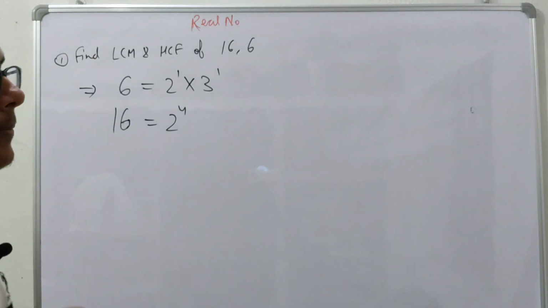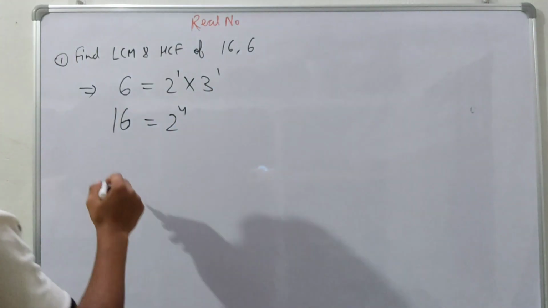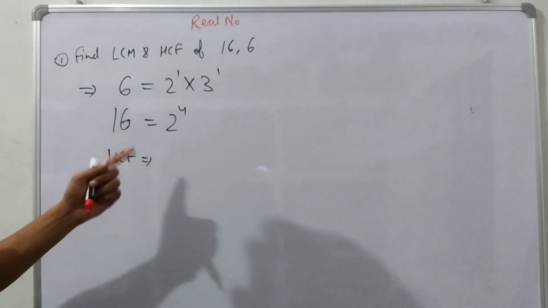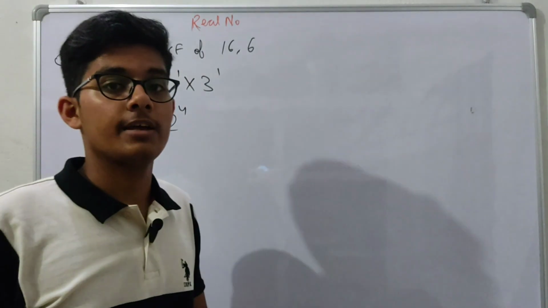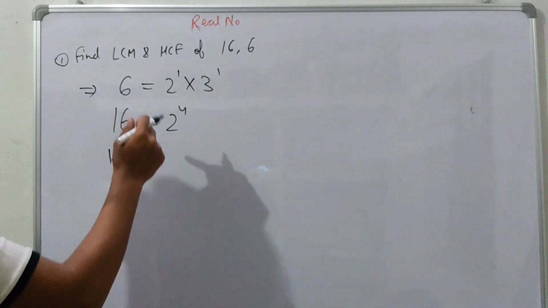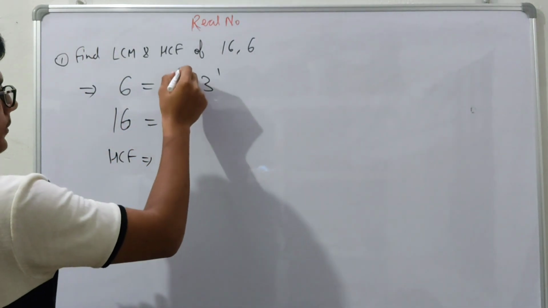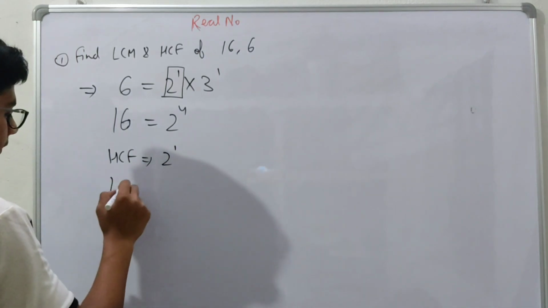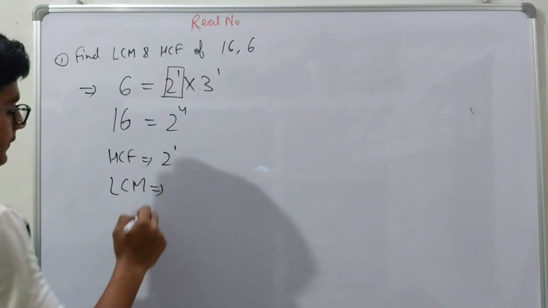So now how can we find HCF? HCF is the highest common factor. So what is common in both? Only 2 to the power 1 is common. So HCF will be 2 to the power 1. Okay.